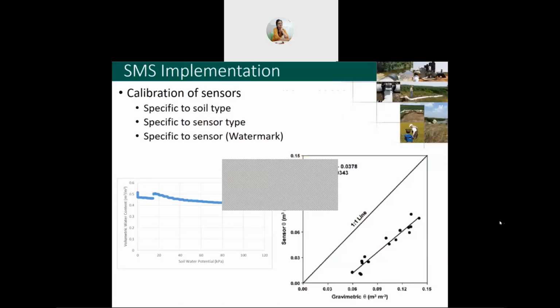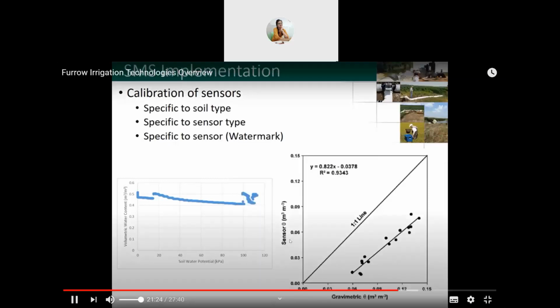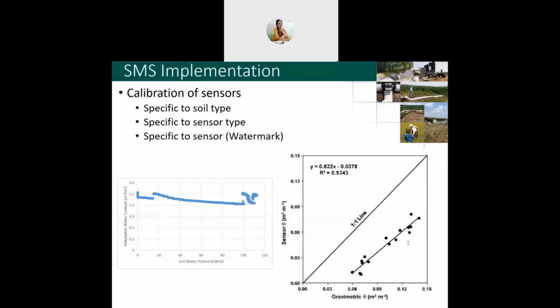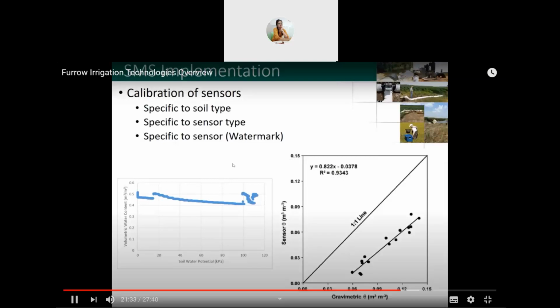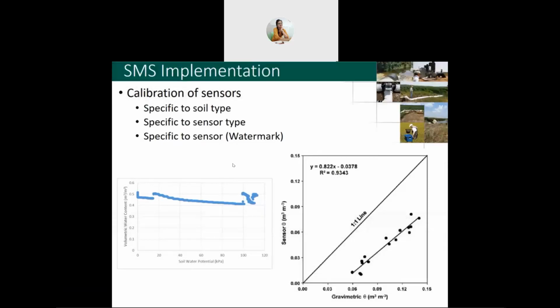There is not a sensor that exists on the market that doesn't need some sort of calibration. And so that is something to be considered when you're interpreting the data. What you're seeing here in these two graphs are the relationship between gravimetric water content and volumetric water content. Basically, the difference between the pressure reading and the volumetric reading, or the percentage reading. And both of these are showing interesting relationships between those two readings.